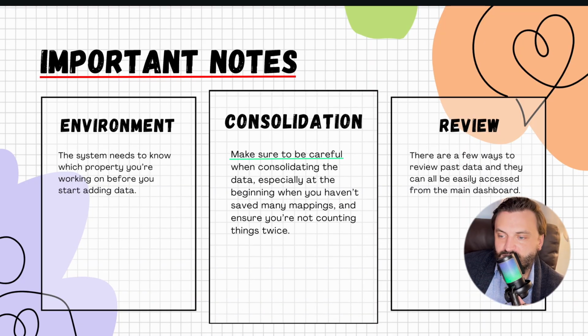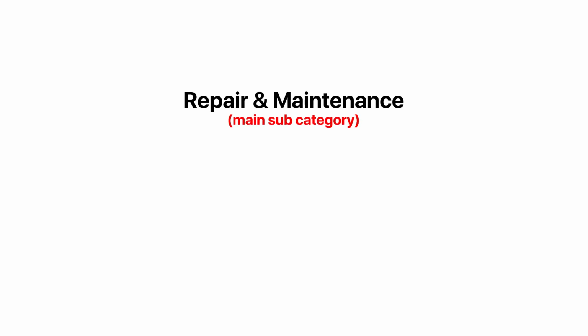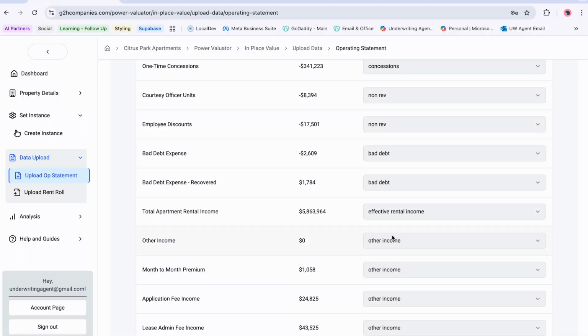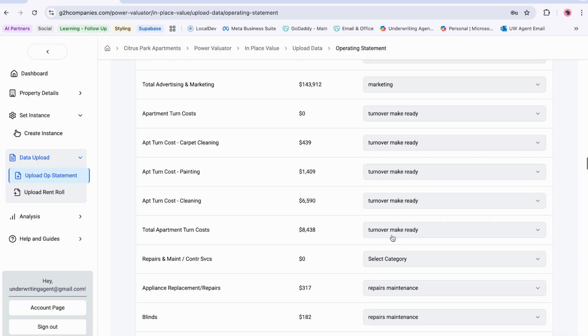Consolidation. Make sure to be careful when consolidating the data, especially at the beginning when you don't have many mappings saved, and ensure you're not counting things twice. So in a big operating statement, you'll have repair and maintenance as a main subcategory. And underneath that, you'll have paintbrushes, paint, screws, all that kind of stuff that make up the repair and maintenance cost. And so in the system, what you're going to do is go through and consolidate all of those smaller items into repair and maintenance so that it's easy to draw assumptions across different data sets and different properties and keep track of useful analytics on site.